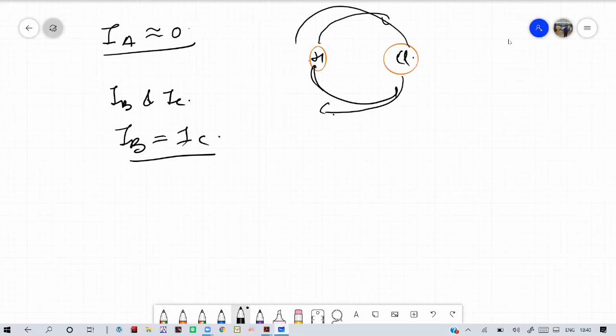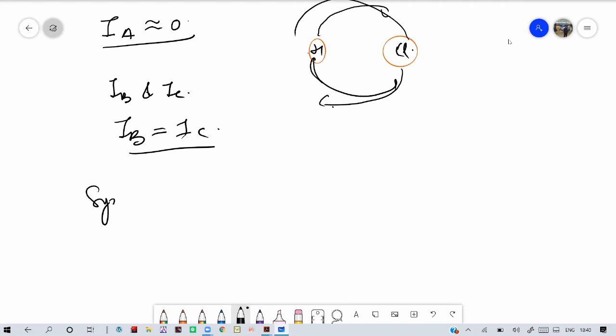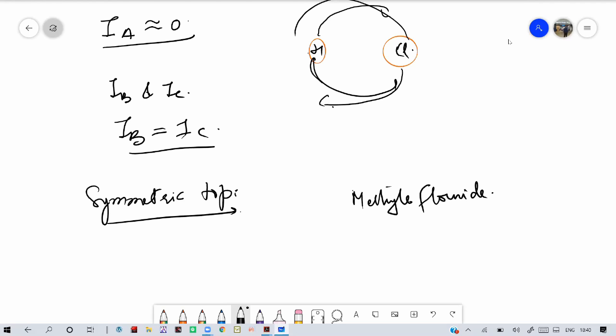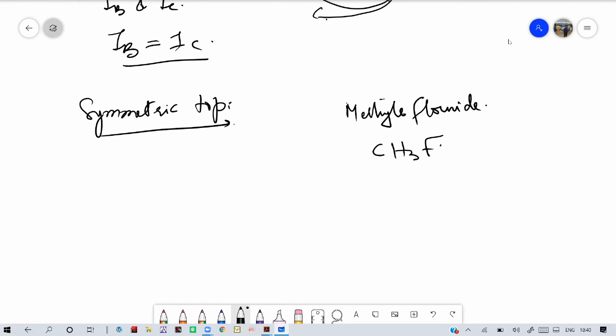Then we have another one, which is called a symmetric top molecule. The example is methyl fluoride, that is CH3F, and the arrangement of the atoms in this molecule is C, F, H, H, H.